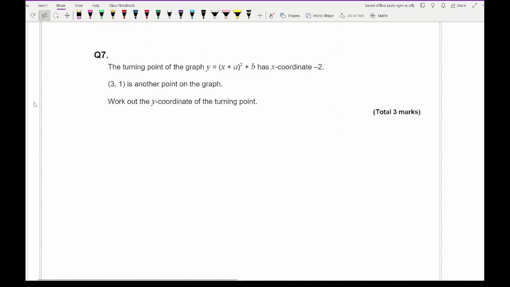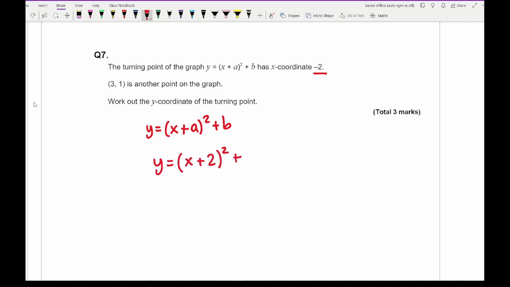Moving on to question 7, it says that the turning point of the graph y equals x plus a squared plus b has an x ordinate of minus 2. (3, 1) is another point on the graph. Work out the y ordinate of the turning point. So let's have a look at the factorization. So we've got x plus a squared plus b. Now we know that the x ordinate of the turning point is minus 2, so that means that a must be the opposite of that, so it must be plus 2. So y equals x plus 2 squared plus b.